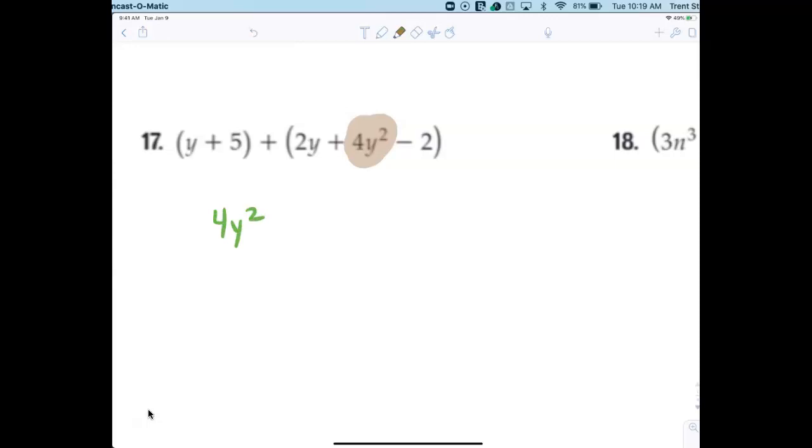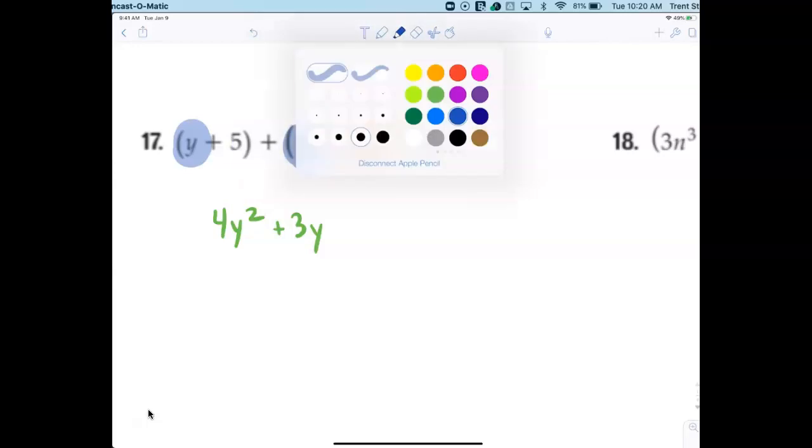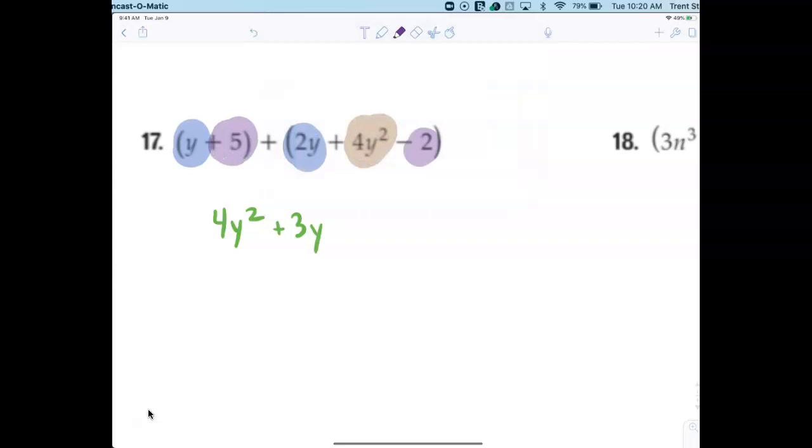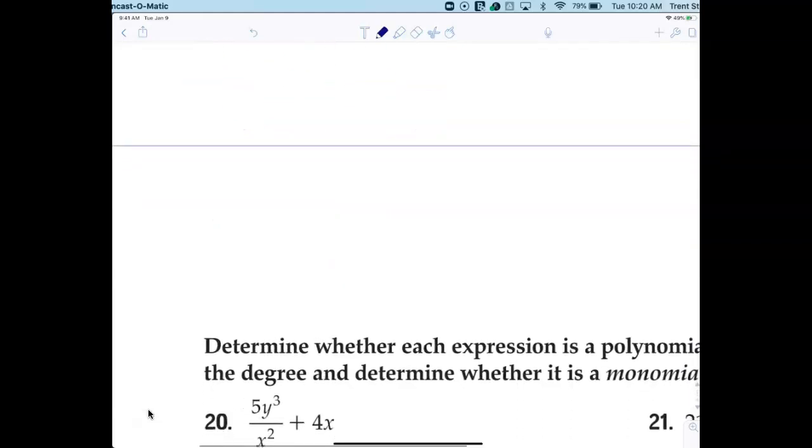Now, what can I add together? Somebody? The y and the 2y. How much is that? 3y. Plus 3y. All right. And finally, the what? Yep. 5 minus 2 is the plus 3. I'm saying I don't think that's that hard. All right. Hopefully it gets harder.